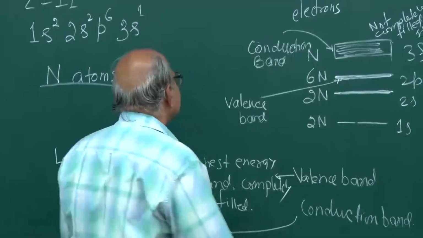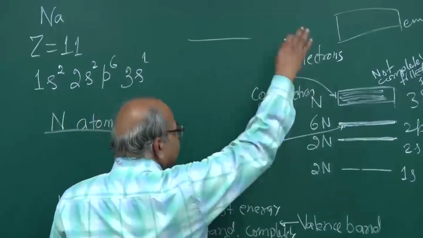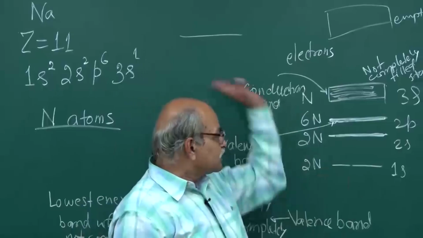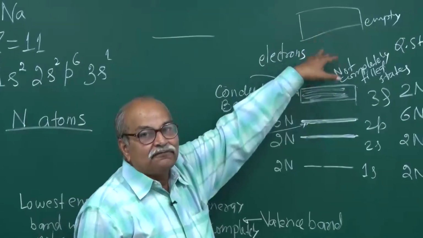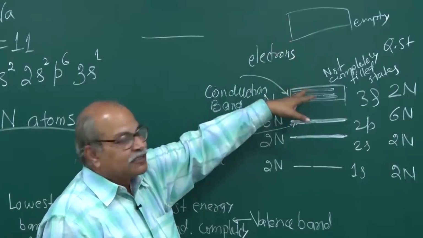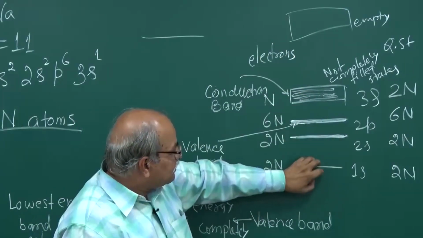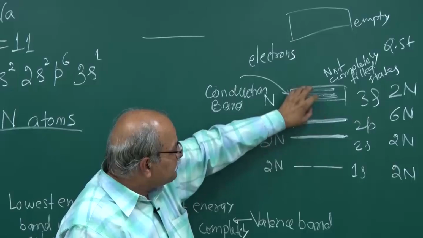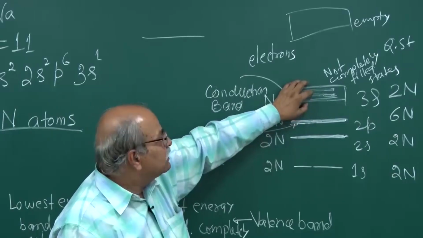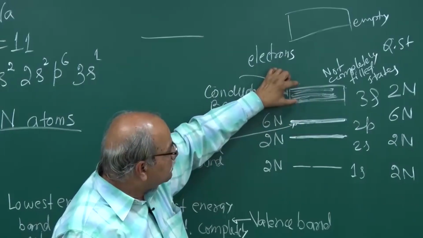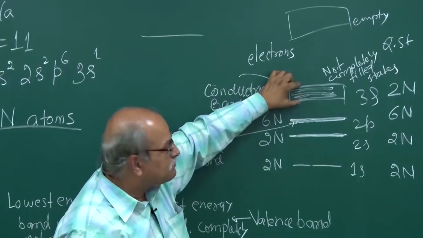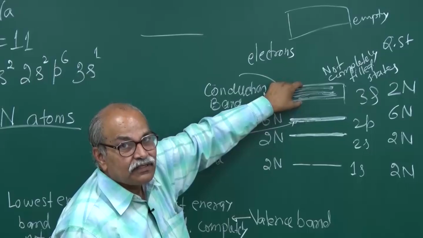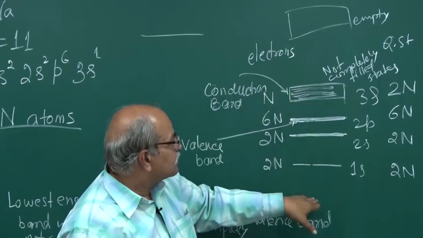So, if you have some material, not necessarily sodium, which has this kind of band structure, where completely filled, completely filled, completely filled, and then partially filled. So, here you have enough number of filled states and enough number of empty states, all right. So, this kind of band structure.